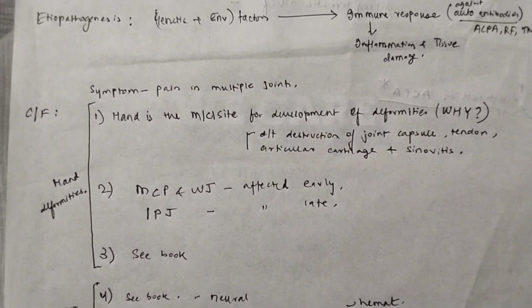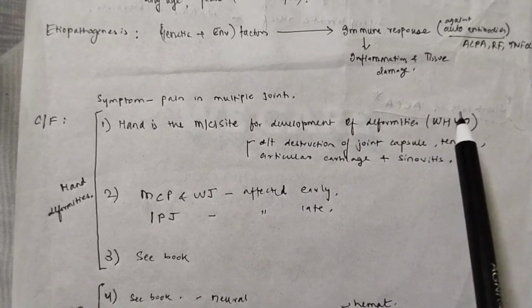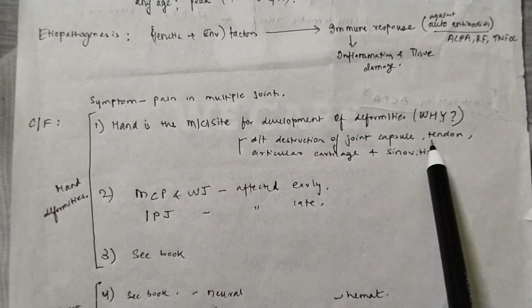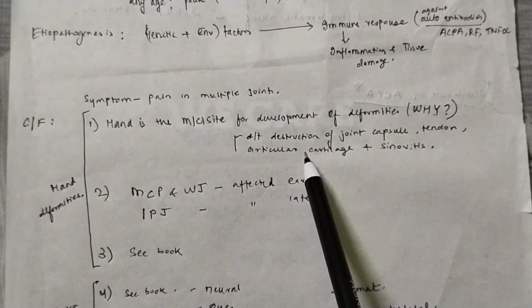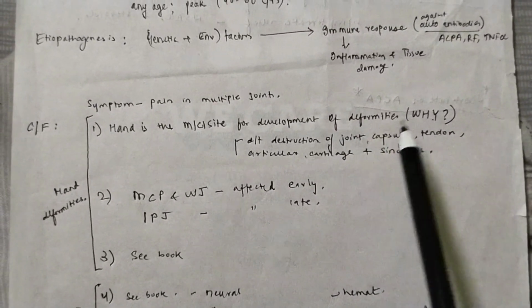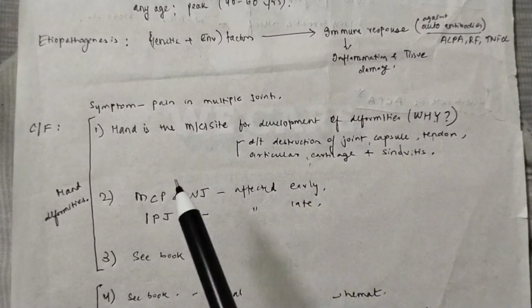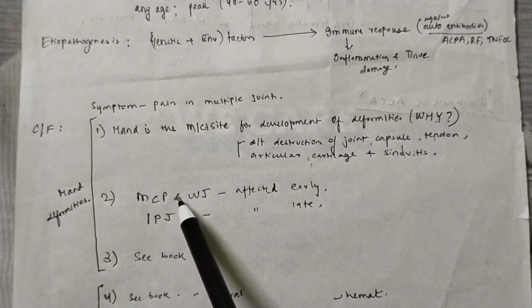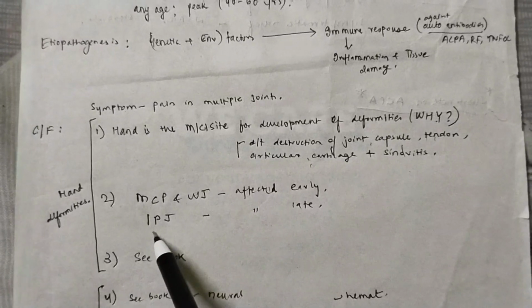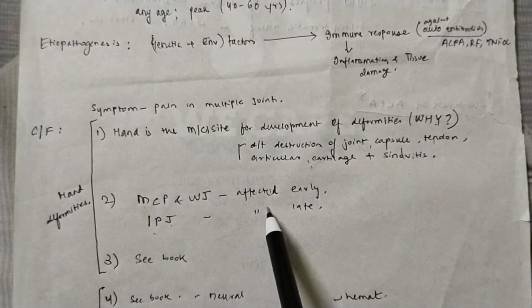The hand is the most common site of development of deformities. Why is this so? This is because there is destruction of the joint capsule, destruction of the tendon, destruction of the articular cartilage, and synovitis can also occur. Now, the metacarpophalangeal joints are affected early and the interphalangeal joints are affected late.